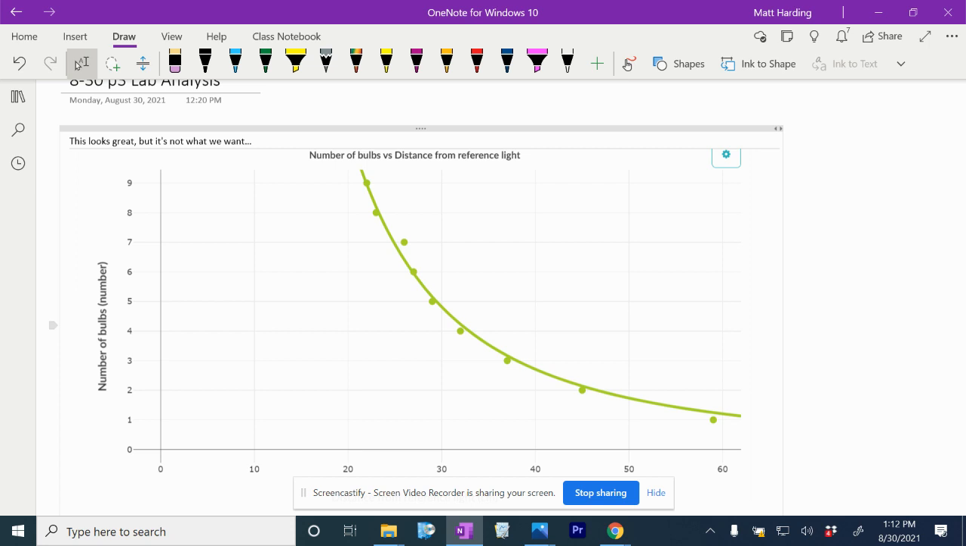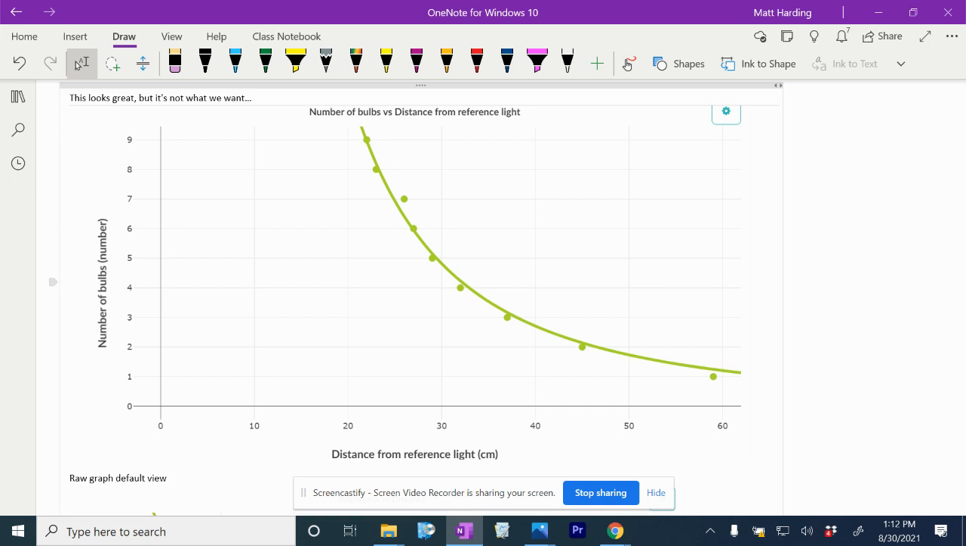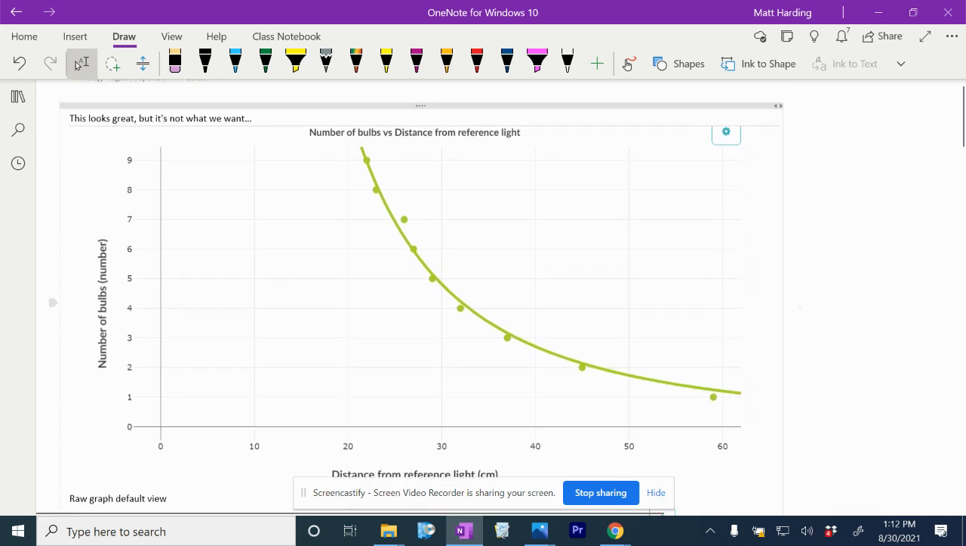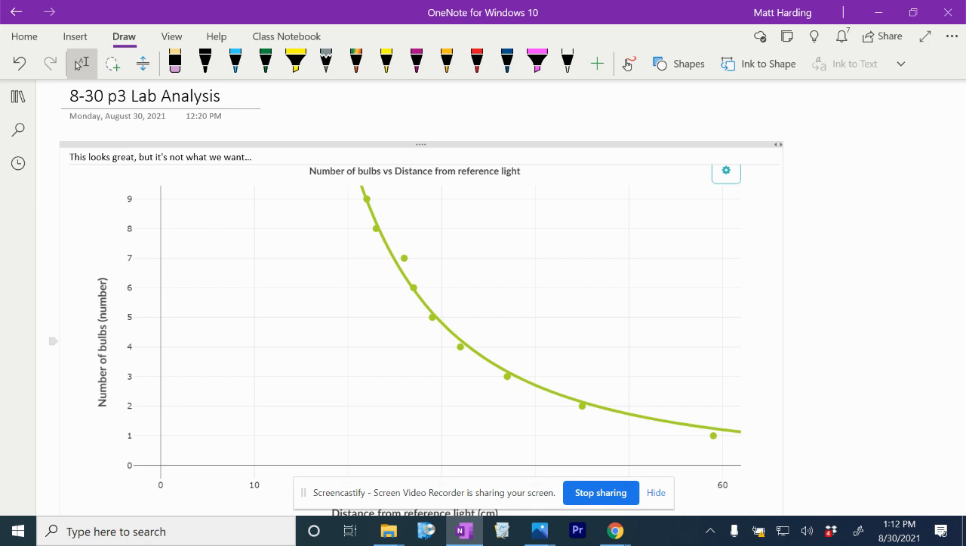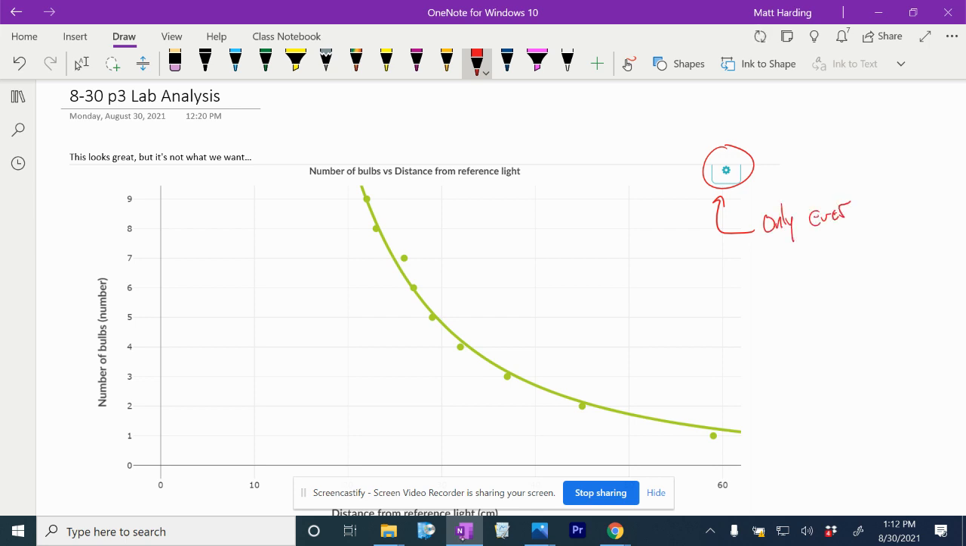Here's a graph I saw from somebody. This is their graph of number of bulbs versus distance from the reference light in centimeters. And it's not bad, but the only curve fit that we're going to use this year in Pivot should be the linear one. Only ever use linear curve fit. My rationale for that is that on the exam, you're not going to have Pivot, so we have to know how to linearize this ourselves, turn it into a y equals mx plus b.